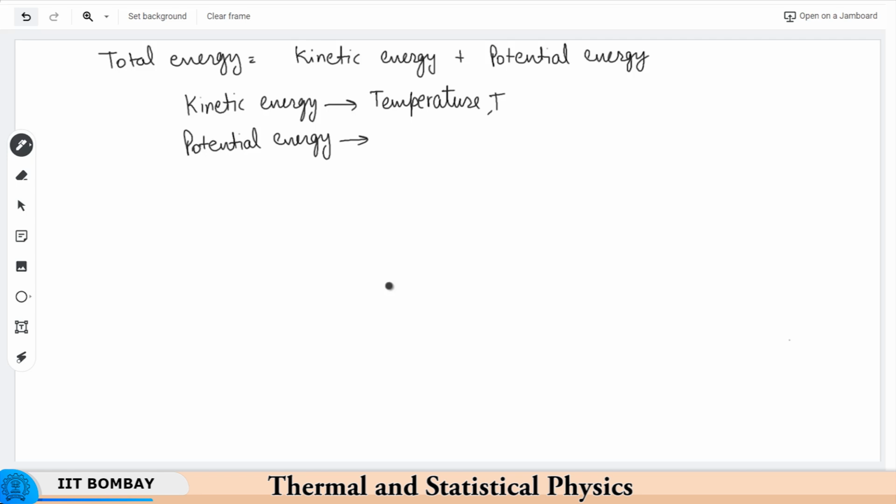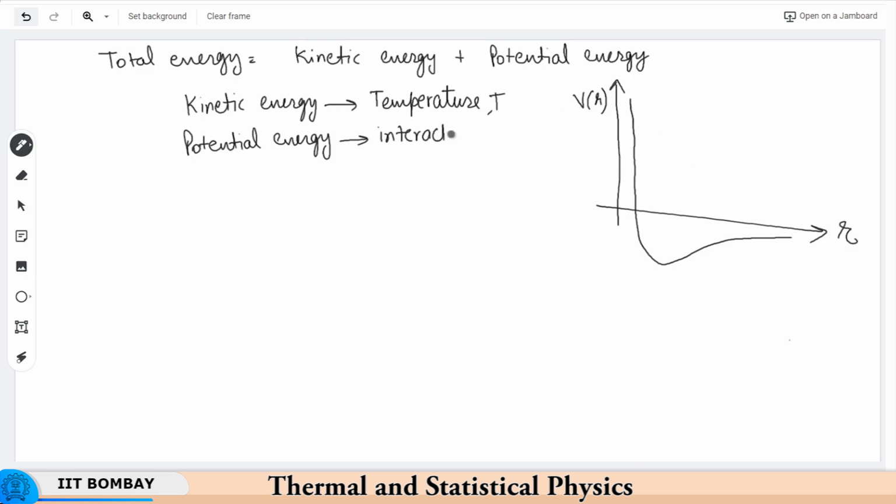And like I said, for matter to exist, there must be a certain range over which this potential energy is negative, which would correspond to attractive forces, and typically the plot of potential energy looks something like this. So basically, interaction forces. Okay. So, based upon these two fundamental energies, we can now talk about matter.